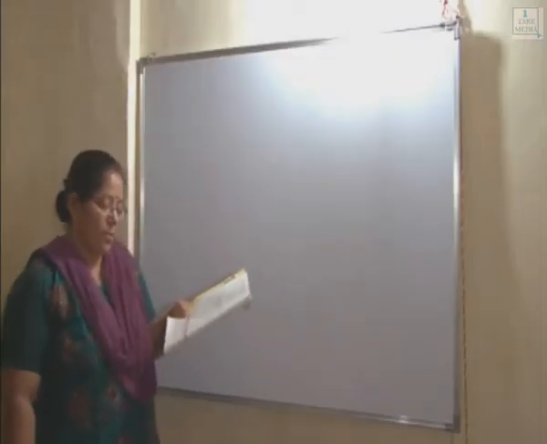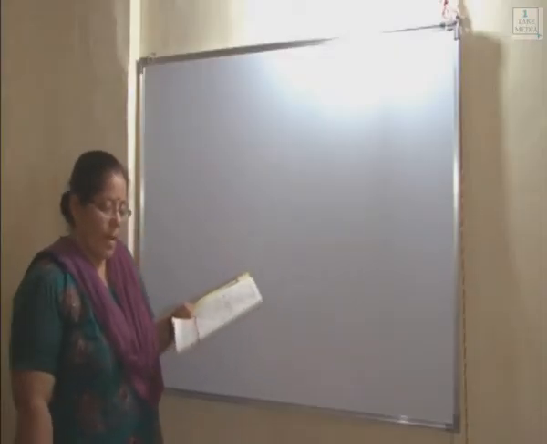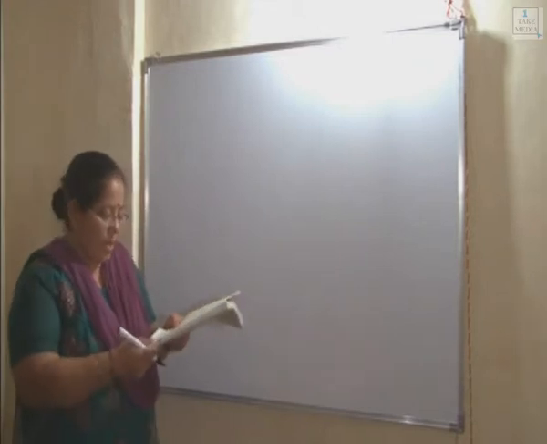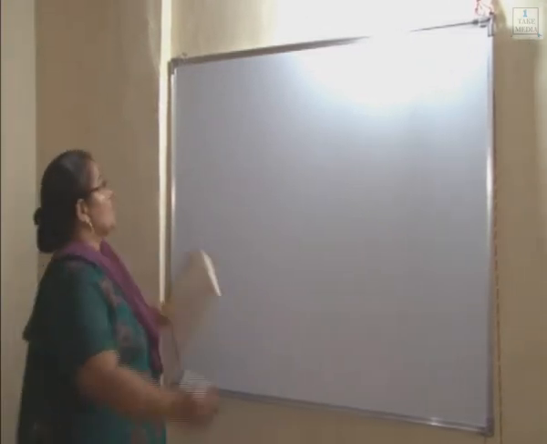Find the sum of the first n natural numbers and hence find the sum of first 20 natural numbers. Solution.